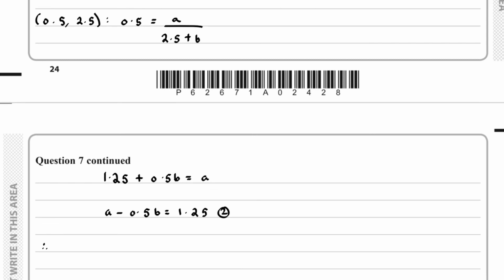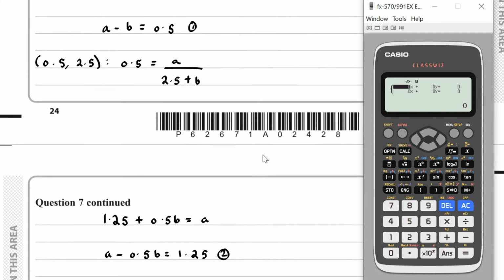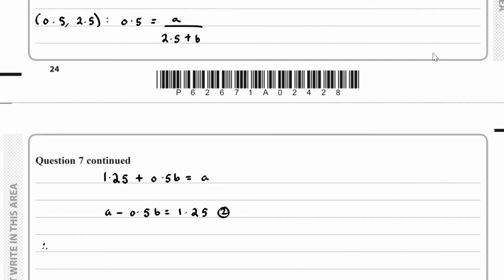So if we do that on our calculator, go to the equation solver, we've got a simultaneous with 2 unknowns, type in the coefficients. So here we've got 1, minus 1, 0.5, and then here we've got 1, minus 0.5, 1.25. So we get 2 and 3 over 2. So we can therefore conclude a is equal to 2 and b is equal to 1.5.